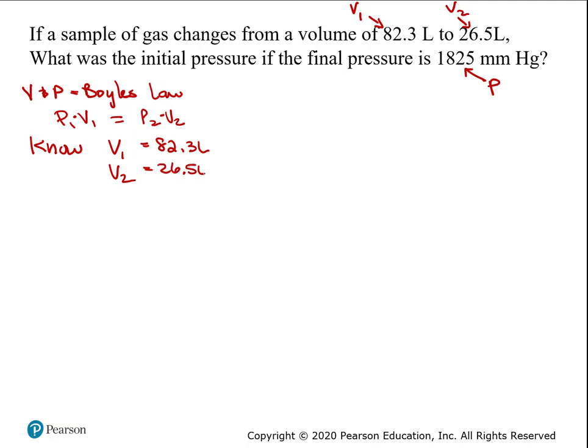What else do I know? What is 1,825 millimeters of mercury? It's pressure. Which one, is it P1 or P2? You've got to read through. Oh, no, that's P2, because it's final, right? So this is P2. So I need to find P1.